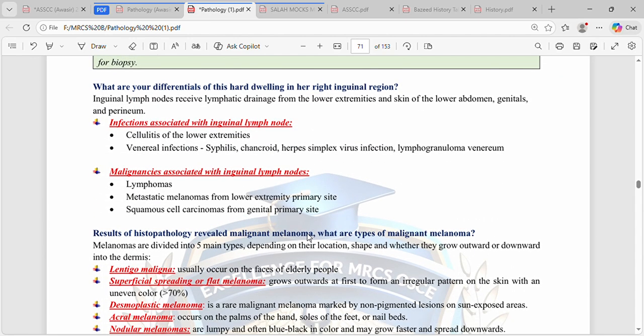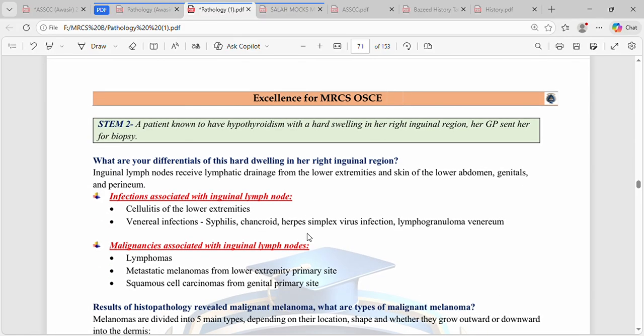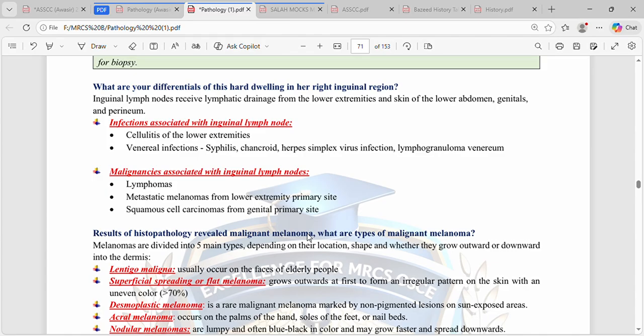Okay, now they have put another stem: a patient known to have hypothyroidism with a hot swelling in her right inguinal region. Her GP sent her for biopsy. What are your differentials of this hot swelling in her right inguinal region? The inguinal lymph node receives lymphatic drainage from the lower limb, the skin of the lower abdomen, genitals, and perineum. So, infection is associated with the inguinal lymph node.